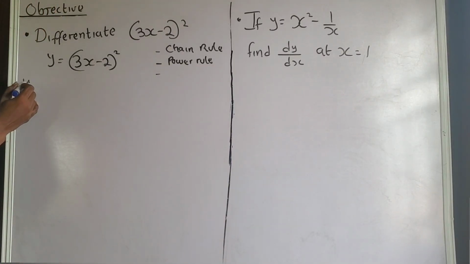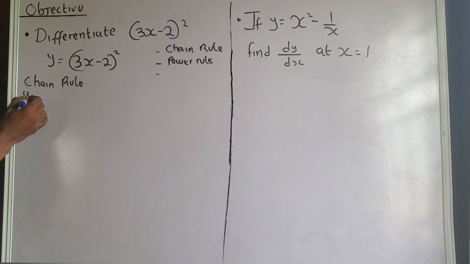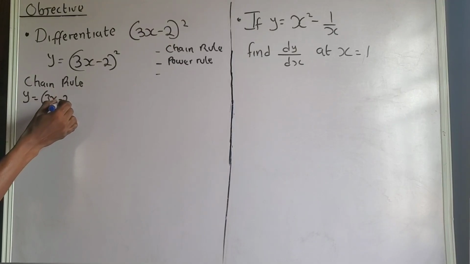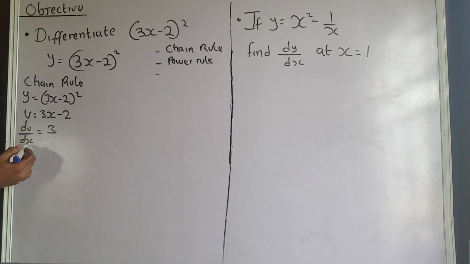Okay. For chain rule, please pay attention. I want to use chain rule. For chain rule, if y equals 3x minus 2 raised to the power of 2, let u equal the function inside the bracket. The function inside the bracket is what? 3x minus 2. So I'm going to have u equals 3x minus 2. Then differentiate it. du with respect to x equals what? Equals 3, right? Now, since u equals 3x minus 2, y will be equal to u raised to the power of 2. Do you understand?